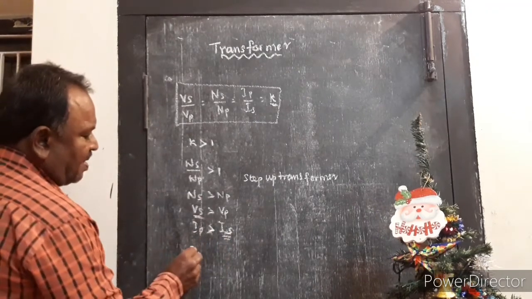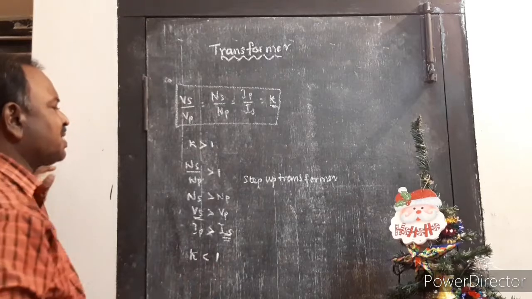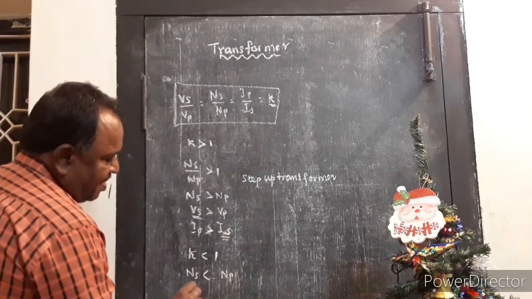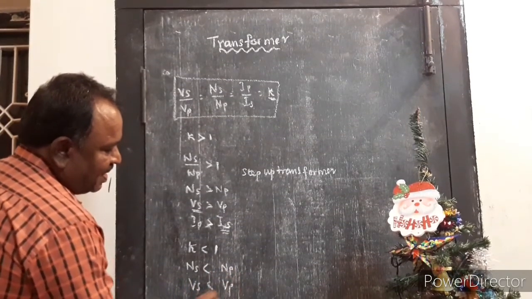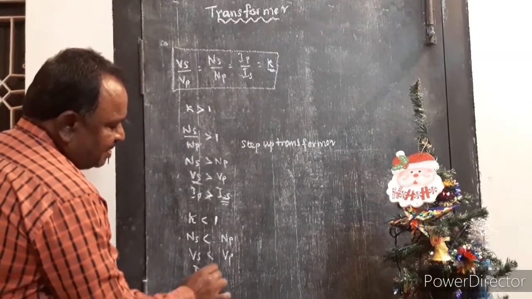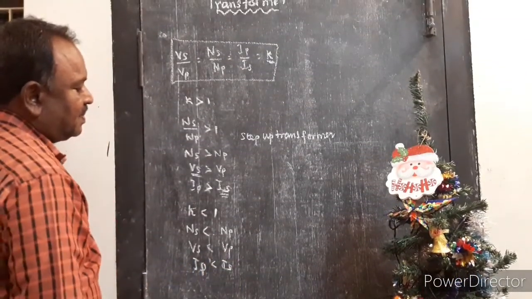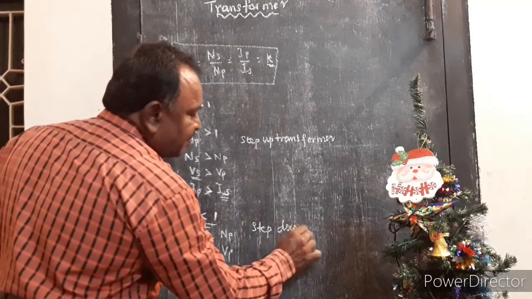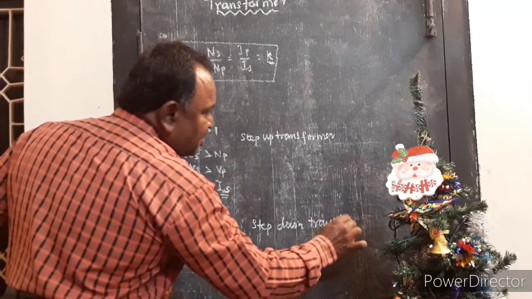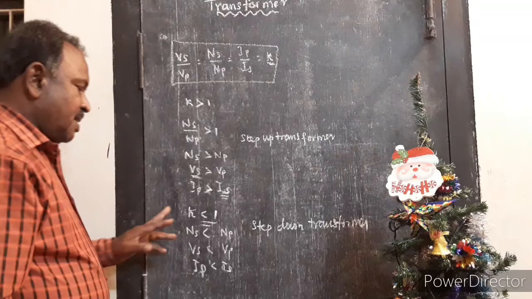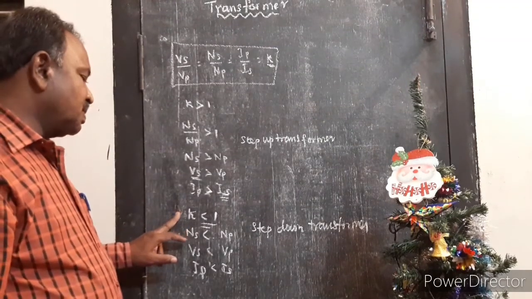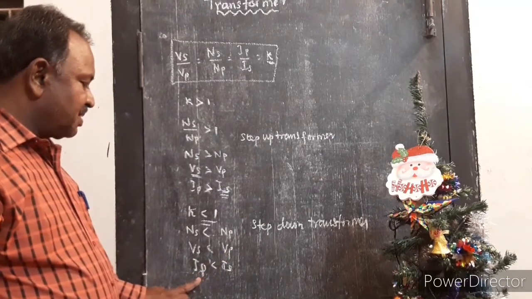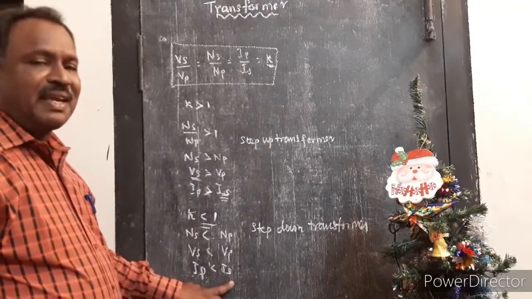And similarly, for a transformer, if the transmission ratio is less than 1, we will have Ns less than Np, Vs less than Vp, and Ip less than Is. Such a type of transformer is called a step-down transformer. So what is this step-down transformer? It is a transformer that transforms high voltage with less current into low voltage with high current.